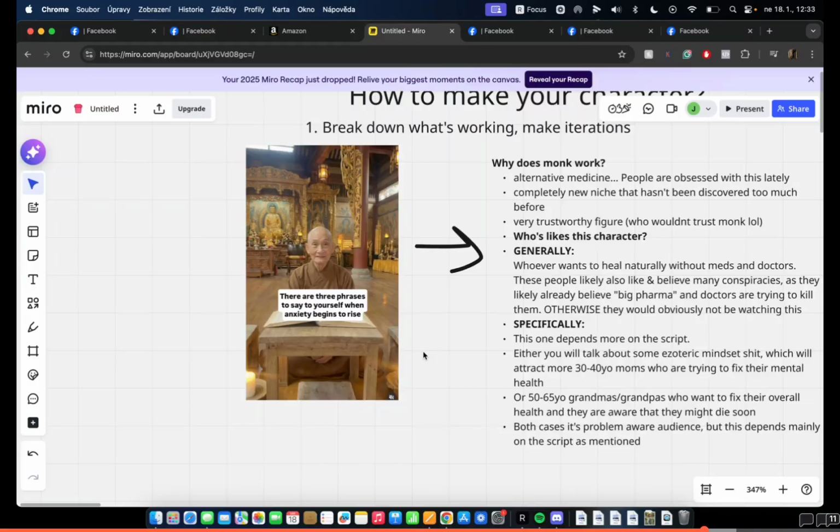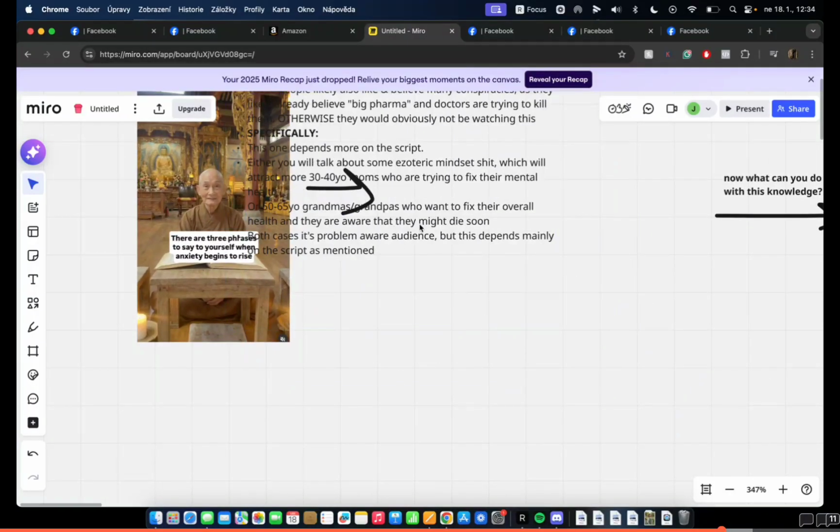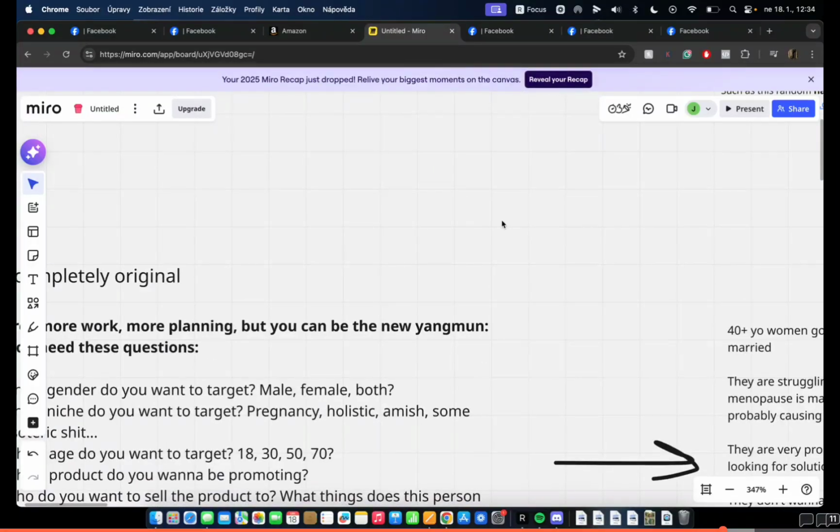But if it was my mom, or some 50-year-old random person who experienced issues with high blood pressure, and they feel that their pressure is starting to get high, they are obviously problem aware, they know about this issue. And if you start the hook like this, what to do when your blood pressure starts rising, they will instantly stop because they want to know what to do. They might not know anything else other than taking pills, and they might want to know some extra tips.